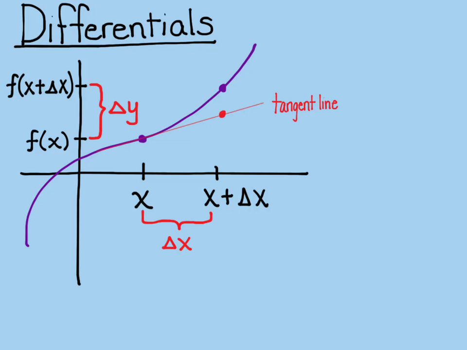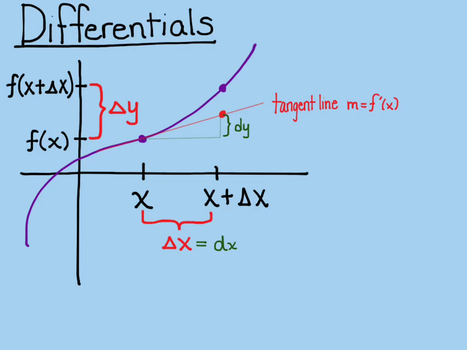Now we'd like a way of approximating delta y. So one way that we can do that is to look at the tangent line that passes through the point x, f of x to the curve f. If we look at the y value on the tangent line just above x plus delta x, then we call the distance between the two y values, the one on the tangent line and the original point, we call that change in y dy. Similarly, we can call the change in the x values dx.